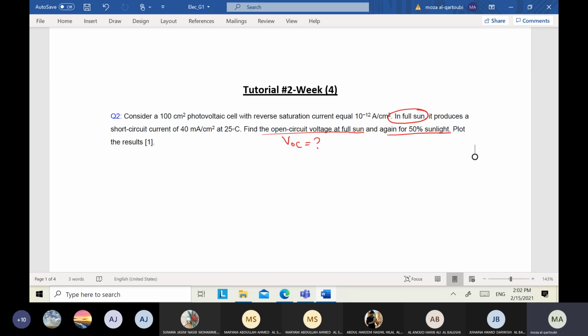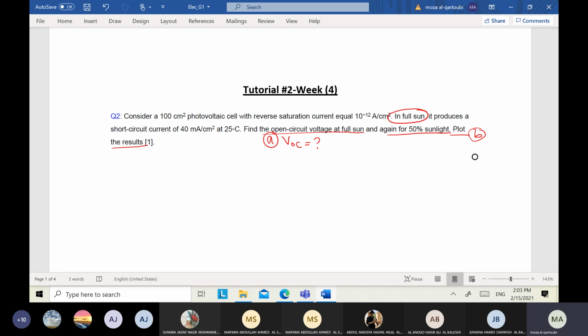Then the second part asks to plot the result. The result found in part A should, in part B, be plotted or sketched. So this is part A, find open circuit voltage in two cases, at full sun, then at 50%. Then part B asks to sketch or plot the result.